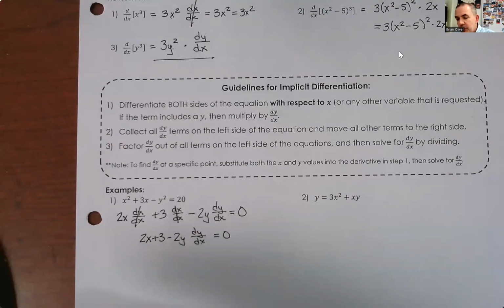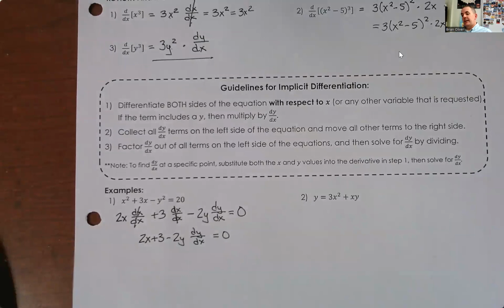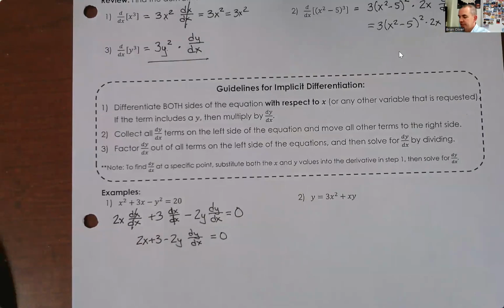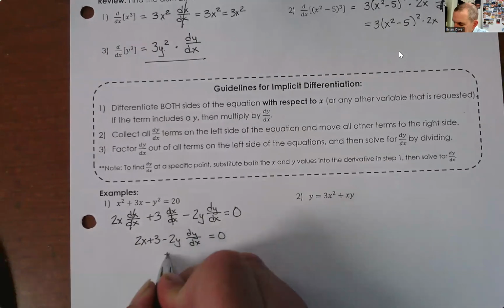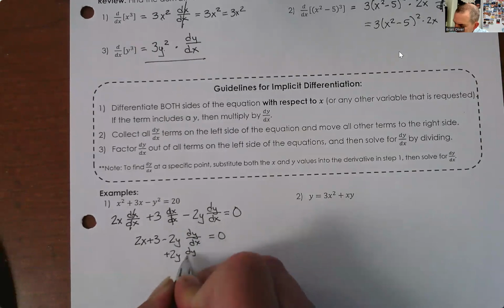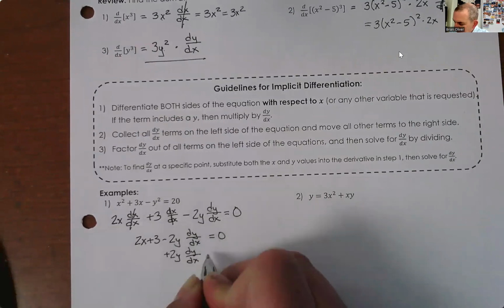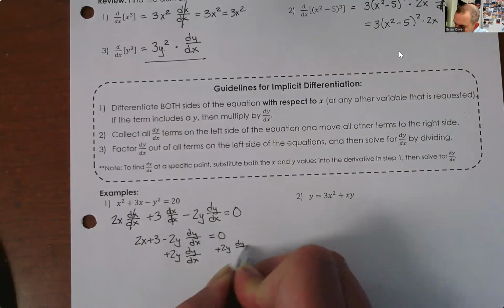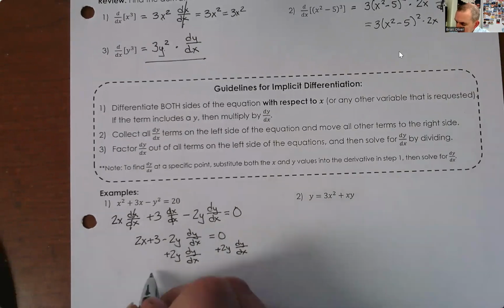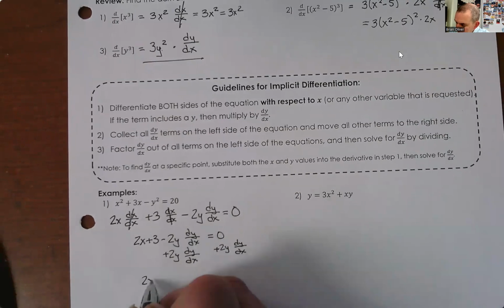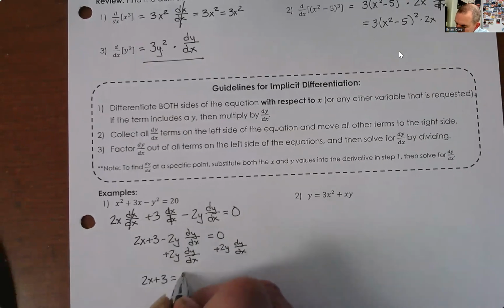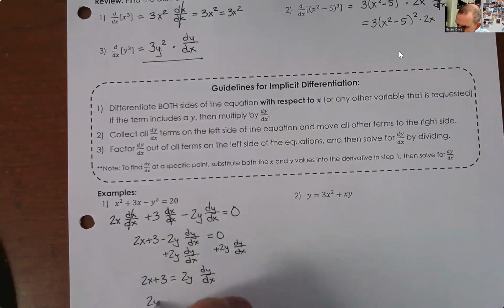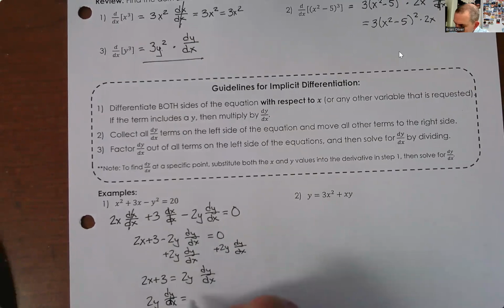We need to gather all the dy/dx's on one side and the non-dy/dx's on the other. So what I'm going to do is add 2y dy/dx to both sides. What I end up with is 2x plus 3 equals 2y dy/dx. Or just flip it around: 2y dy/dx equals 2x plus 3.